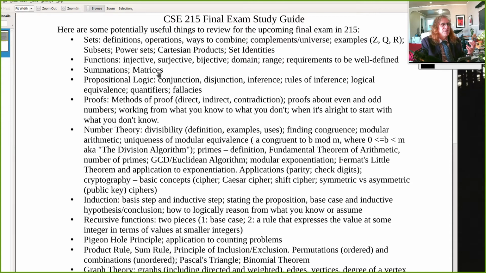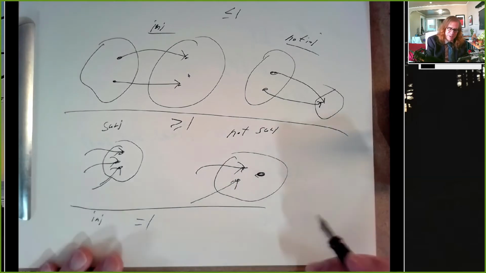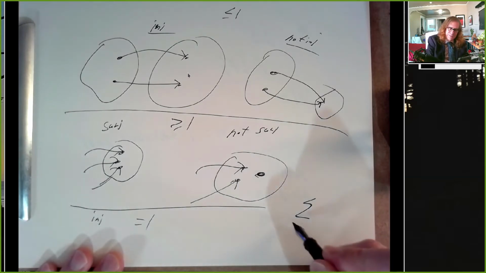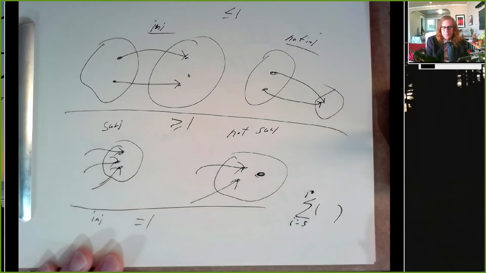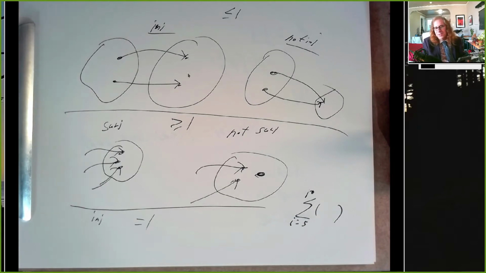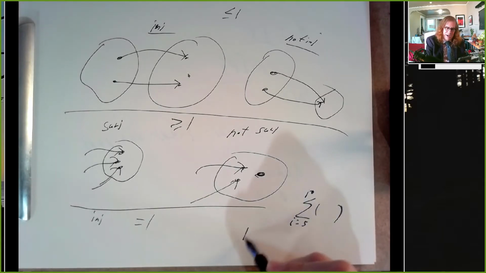All right, summations, we talked about summations. It's just a shorthand for a bunch of things added together. We usually have some variable, some lower limit, some upper limit, and some expression. And this is a for loop. Initialize a running sum to 0, loop from I equals 5 to 10, calculate this expression and add it to your running sum. And there's also a product notation.